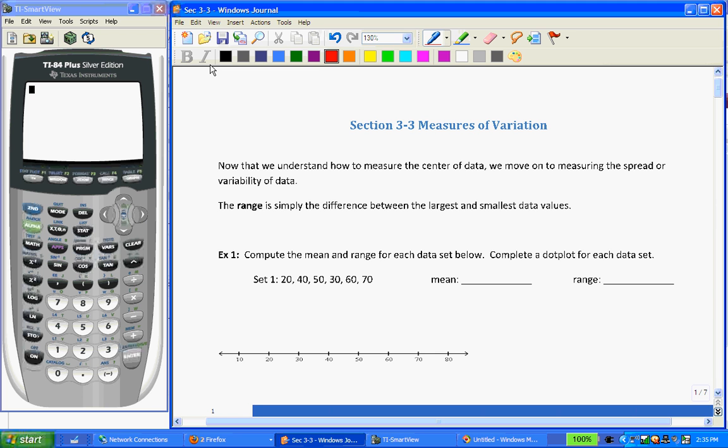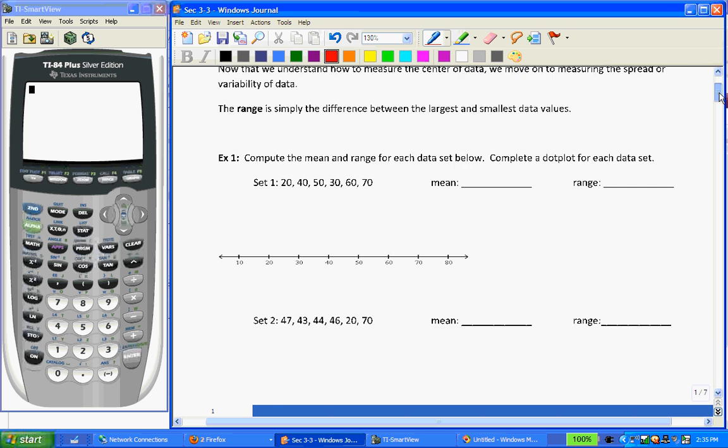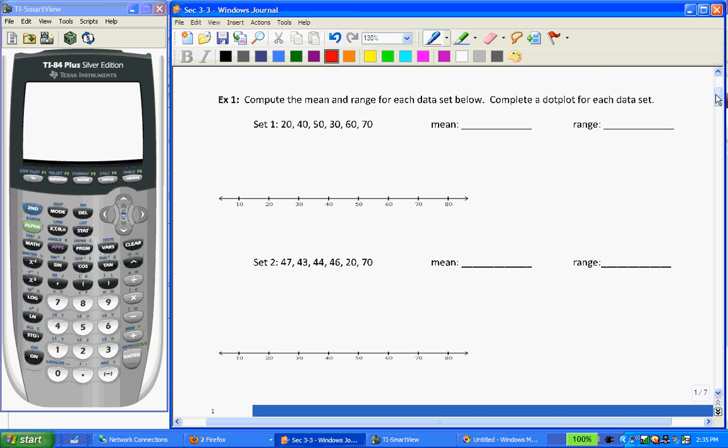You already know how to compute the mean, so let's get started on example 1. Example 1. Compute the mean and range for each data set below. Complete a dot plot for each data set. Now earlier we learned how to use the stat function to compute the mean, but because this is such a small set, I'm just going to go ahead and type this into my screen. So remember, to find the mean, we sum up all the data values and divide by the number of data values there are.